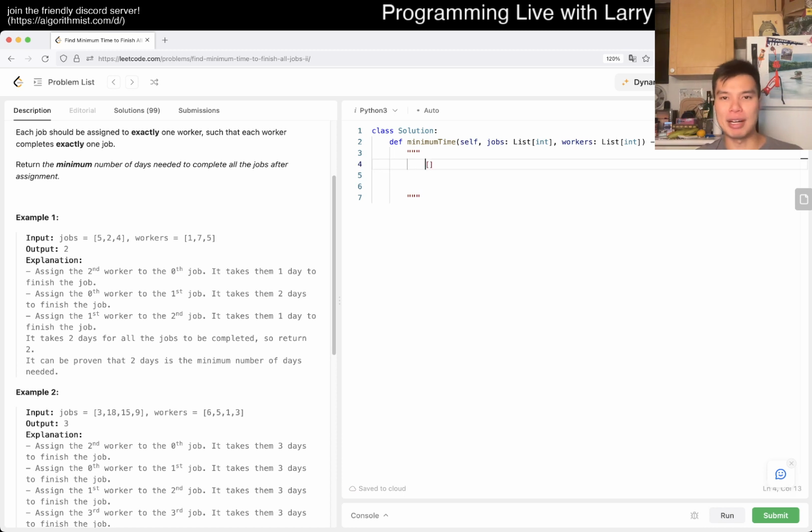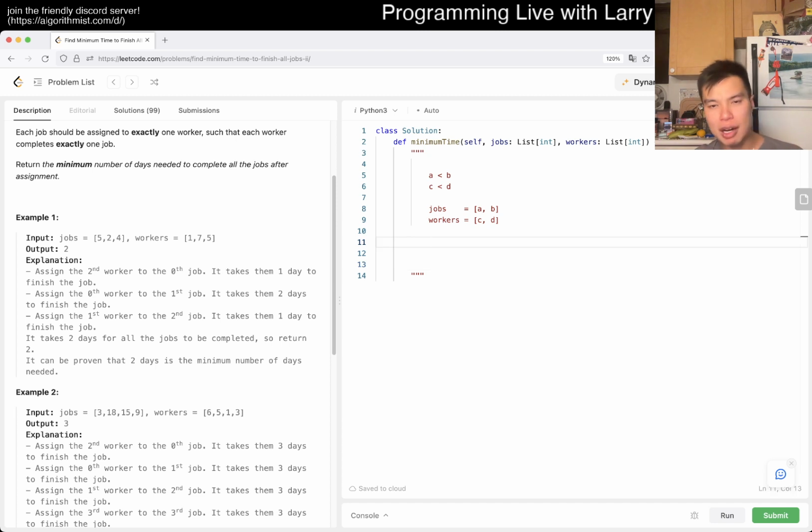But basically, let's say we have jobs equal to A and B, and workers equal to, let me space it out a little bit, C and D. And here let's just say we already sorted. It doesn't matter, so that means that this is the case. Then now we have two ways of solving this.